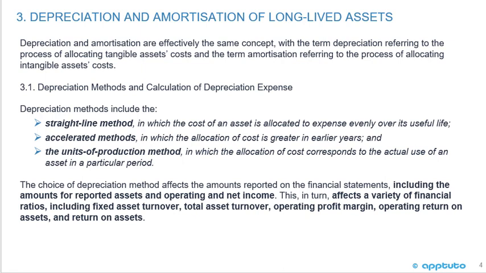The choice of depreciation methods affects the amounts reported on the financial statements, including the amounts for reported assets and operating and net income. This in turn affects a variety of financial ratios, including fixed asset turnover, total asset turnover, operating profit margin, operating return on assets, and return on assets.